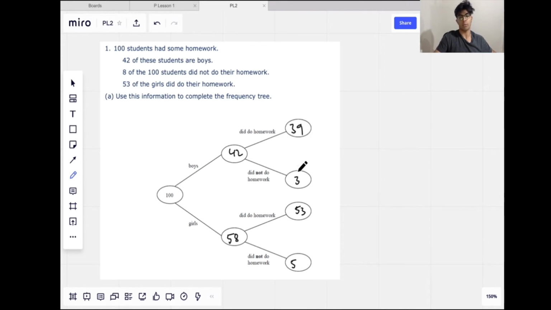So basically, this frequency tree, as a recap, is where you take a certain number of things, in this case a certain number of students, and you split them into these interesting classes.